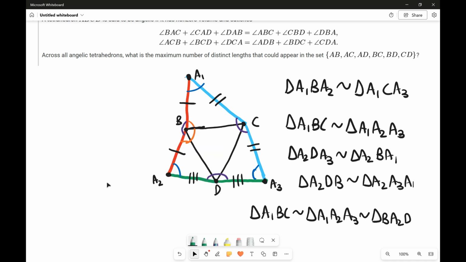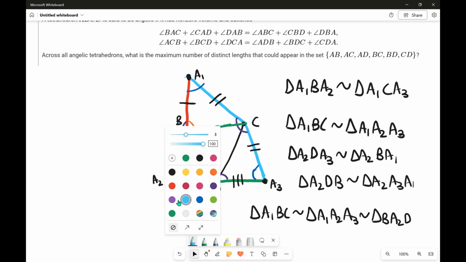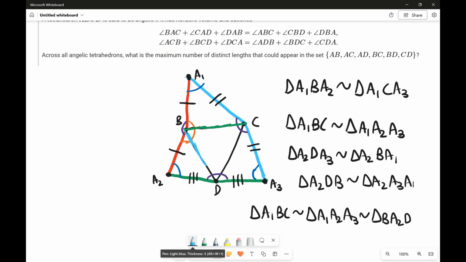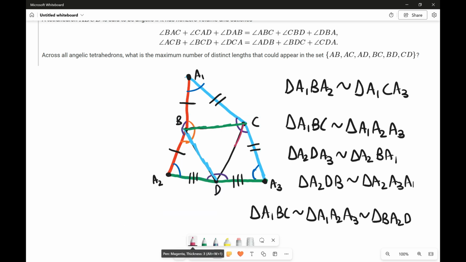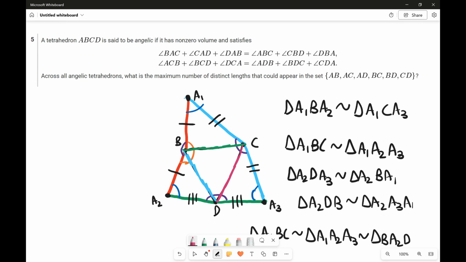Let me go ahead and draw that. And this also means that BD is also equal to the blue edge. And now we only have one possible side length left. And if we color it pink, suppose, for another distinct side length, we only arrive at 1, 2, 3, 4 distinct side lengths. And that's the maximum that we obtained. So the maximum is less than or equal to 4.